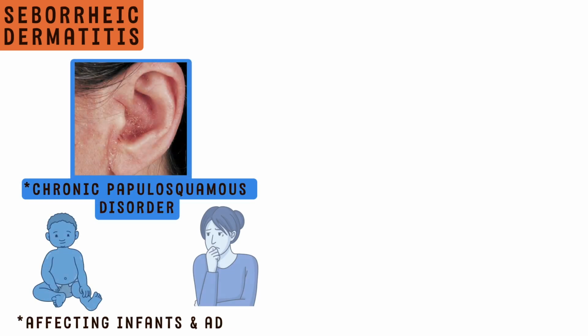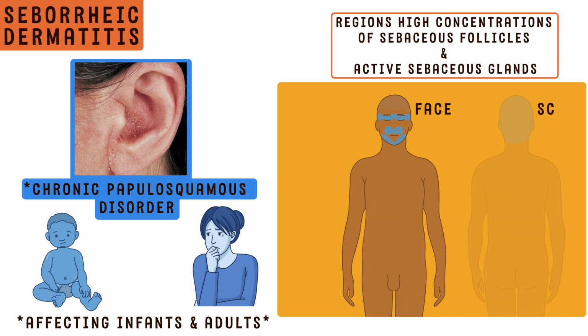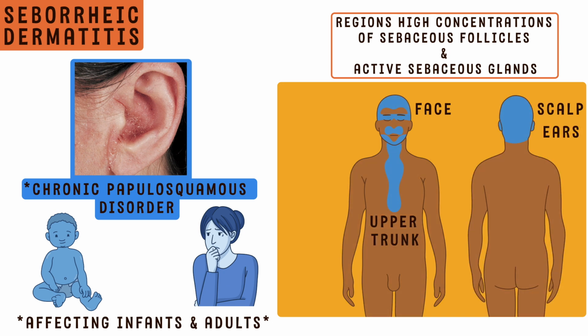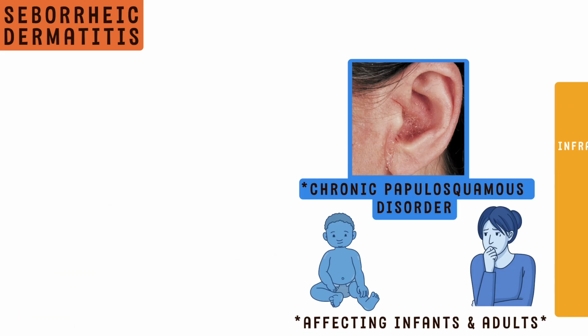So, seborrheic dermatitis is a common, chronic papulo-squamous disorder affecting infants and adults alike. It is characteristically found in regions of the body with high concentration of sebaceous follicles and active sebaceous glands, including the face, scalp, ears, upper trunk, and flexures like inguinal, inframammary, and axillary. Less commonly involved sites include interscapular, umbilical, perineum, and the anogenital crease.